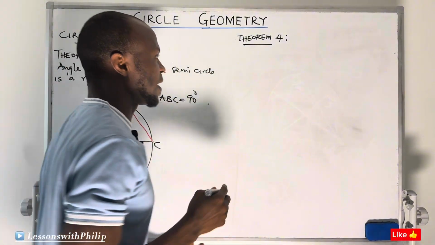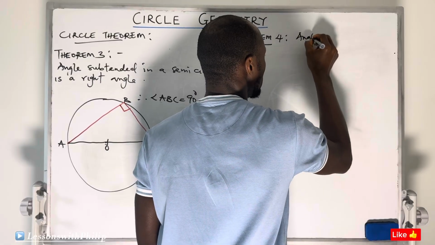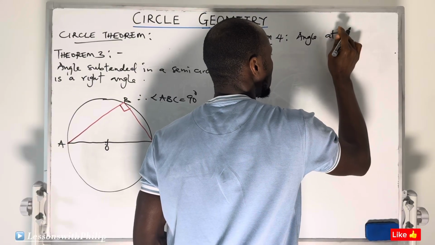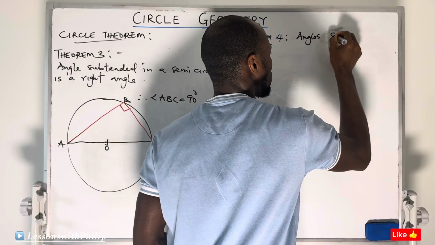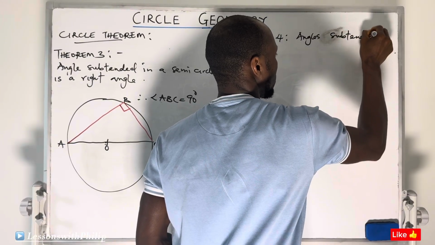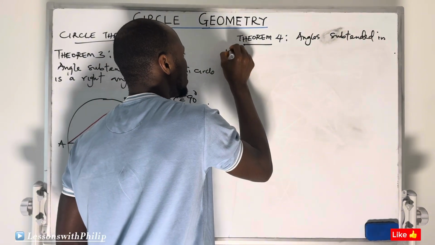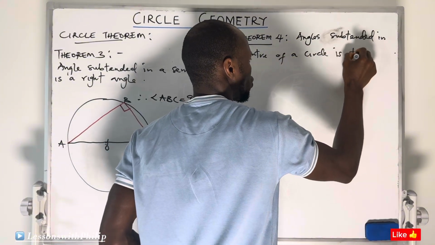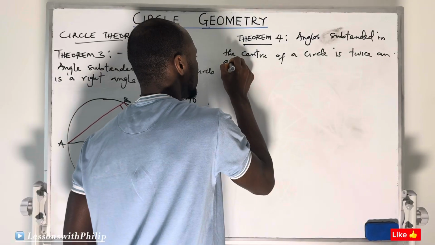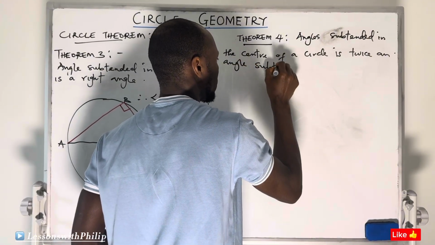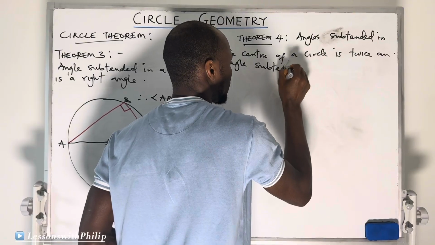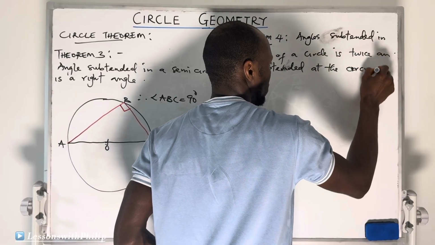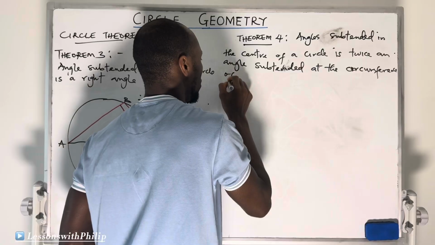Theorem 4 says angles subtended in the center of a circle is twice an angle subtended at the circumference of the circle.